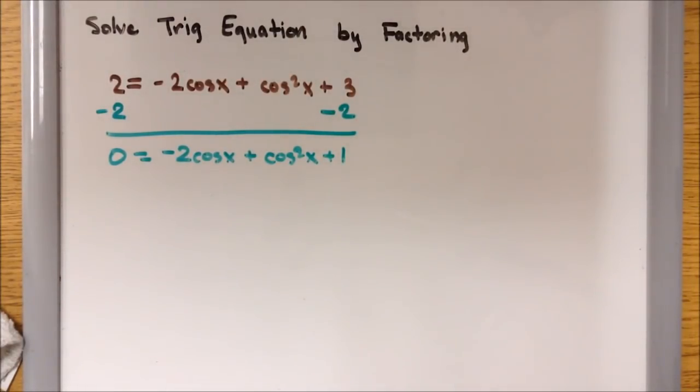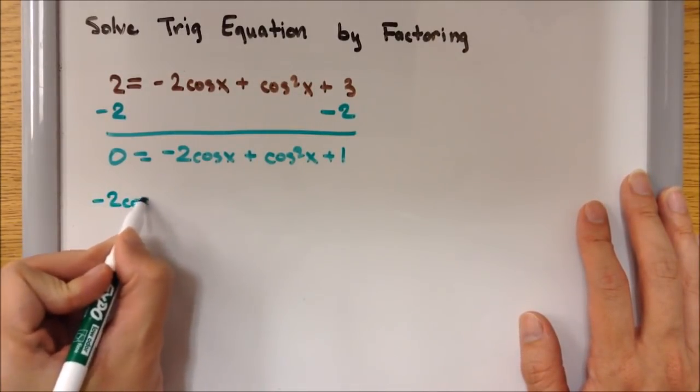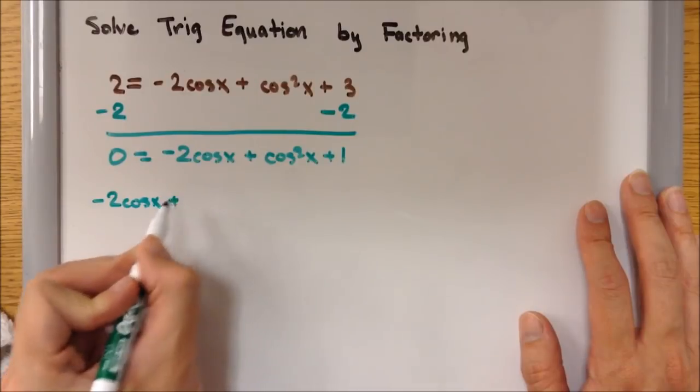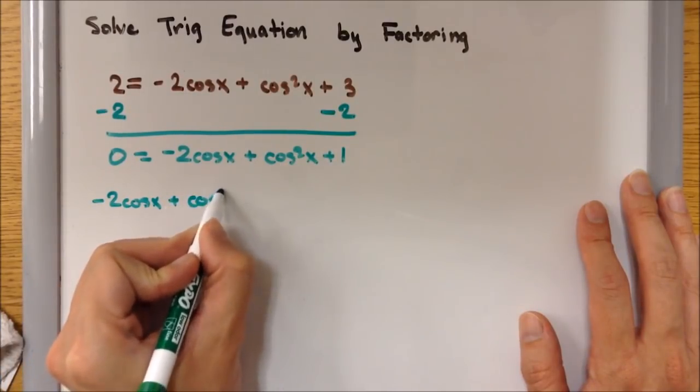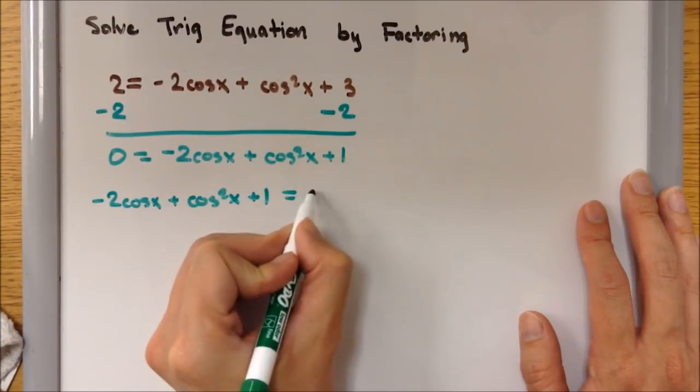Alright, what we're going to do here is put the 0 on the right side, and I put what I have originally from the right to the left. So negative 2 cosine of x plus cosine square of x plus 1 equals 0.